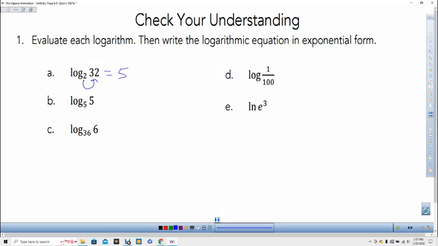Part B, what power would I raise 5 to get 5? Well, that would be a power of 1. 5 to the power of 1 gives me 5. 36 raised to what power gives me 6?